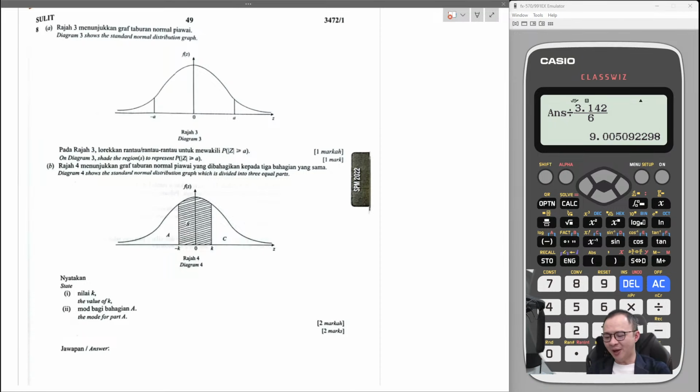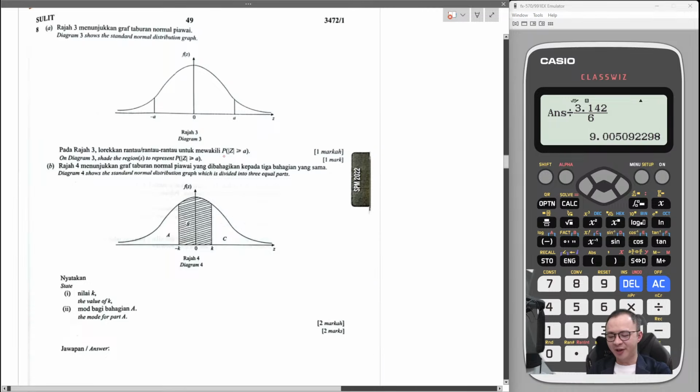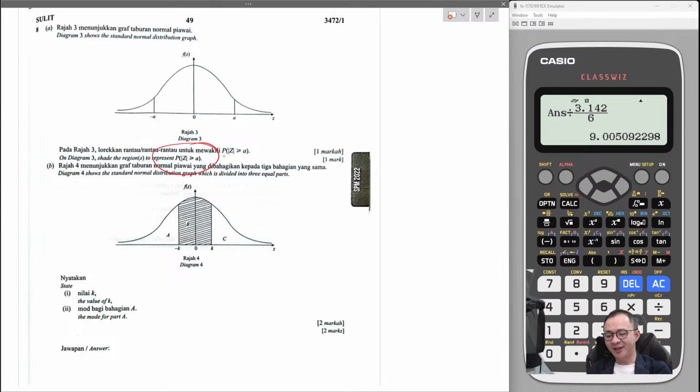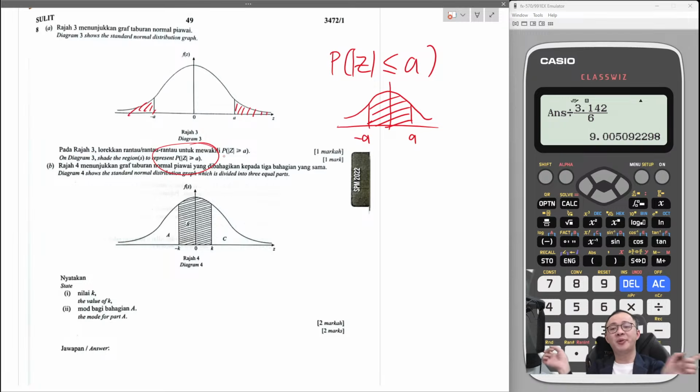Okay, this one on the diagram, shade the region modulus z bigger than a. This one actually is a bonus mark, isn't it? Because it's bigger than a, it's basically here, these two sides. Just shade like this. If modulus z is less than or equal to a, then your shaded region will be in between. If let's say negative a and a is here, then this is less than. Bigger will be two sides, less than will be in between.